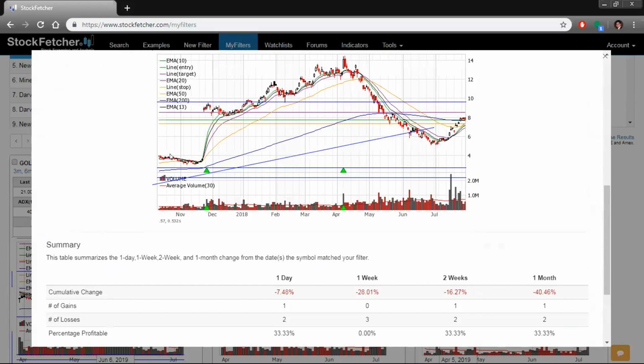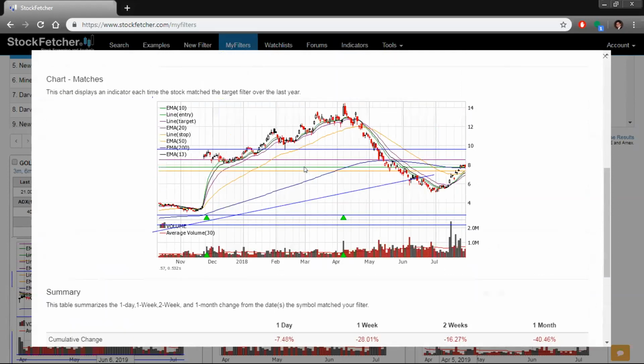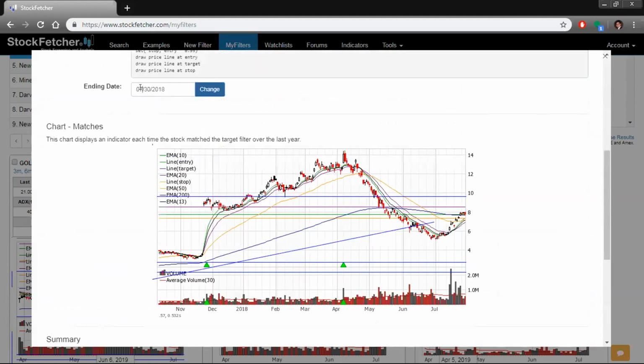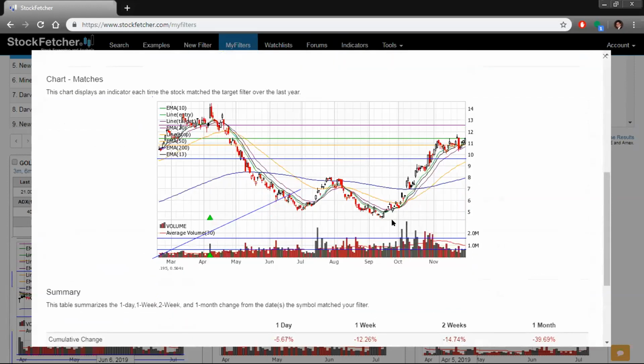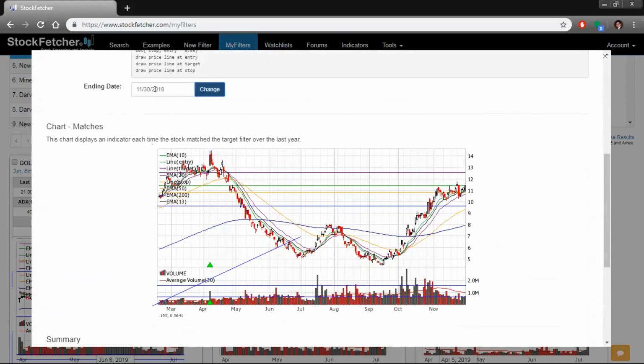I want you to notice the previous high before the gap up. The previous high before the gap up was $4, right? Okay, I'll move this to November 30. Look, it hits the top. So these are the ones that you need to take a look at. Okay, I'll move this one probably to August 30.